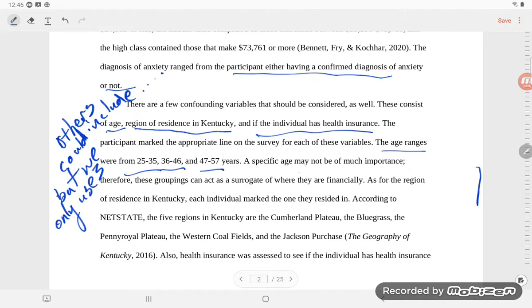So here they talk about the age ranges, and they've decided to go with age ranges. And they say a specific age, you know, and so see, they're explaining themselves. A specific age maybe isn't so important, so that's why they went with the age regions, and they tell us why.